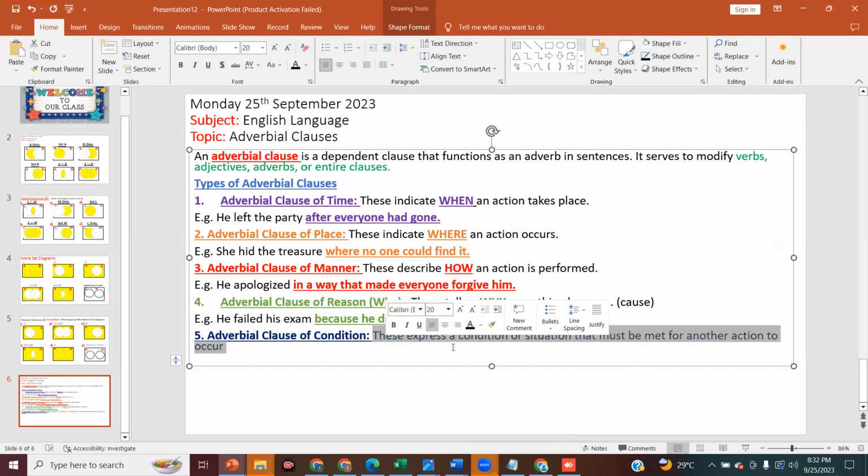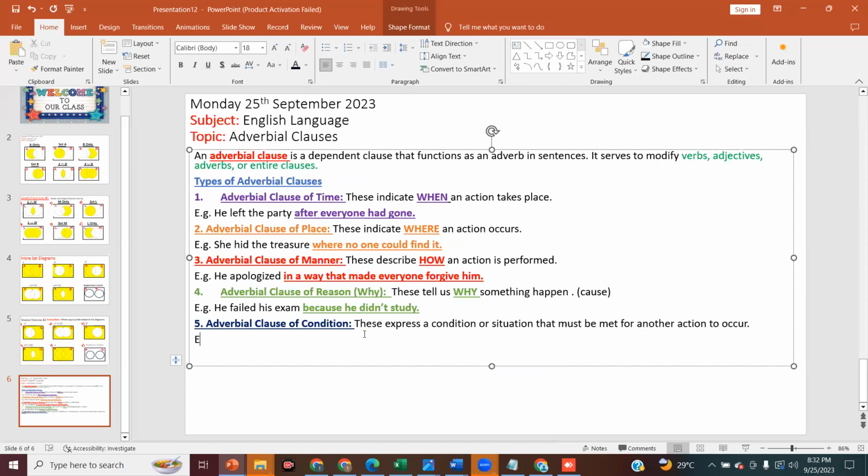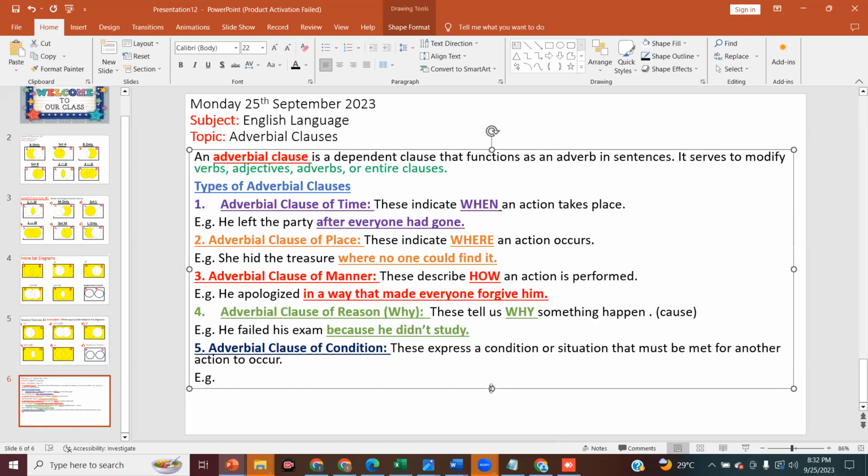So this one is sort of different. These express a condition or situation that must be met for another action to occur. The key word in this one is "if." All right, if. So for example, we'll go to the beach if the weather is nice.